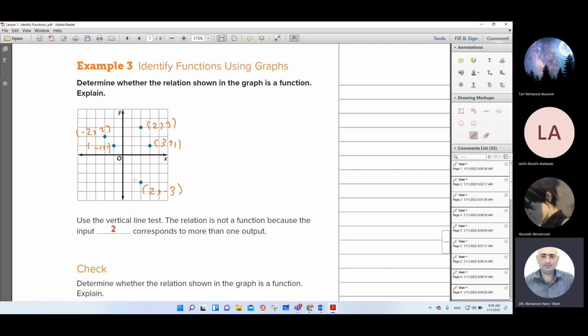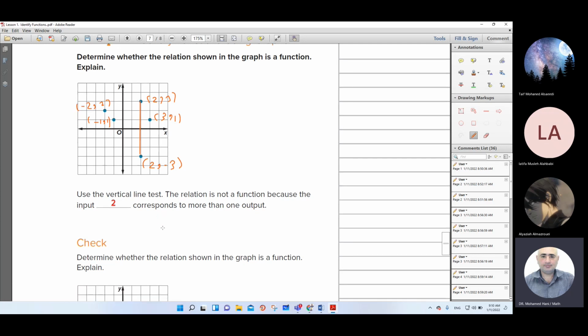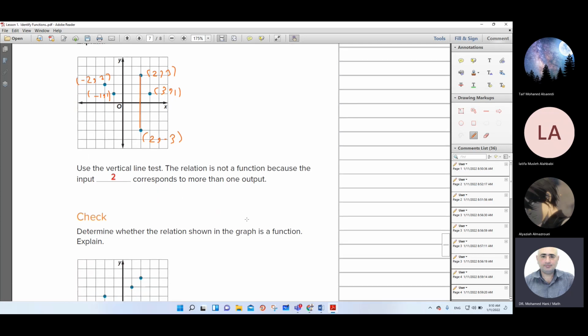Right. Look at the 2 points here. The 2 points here have the same value of x, the same value of input. It means the element 2 corresponds with 2 elements, with 3 and with negative 3 at the same time. So this is not a function. So use the vertical line test. The relation is not a function because the input 2 corresponds to more than one output.